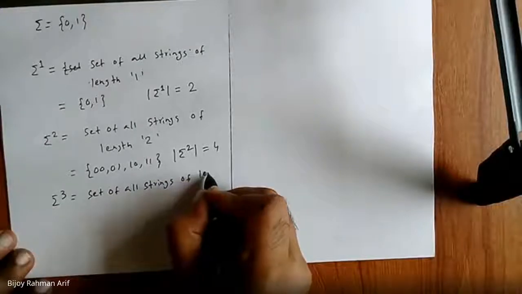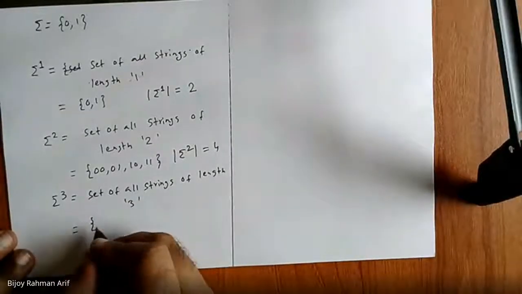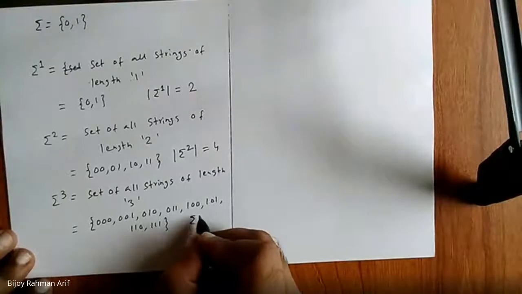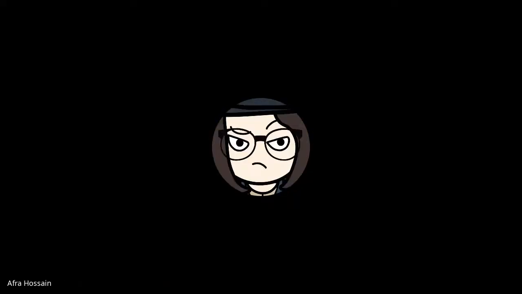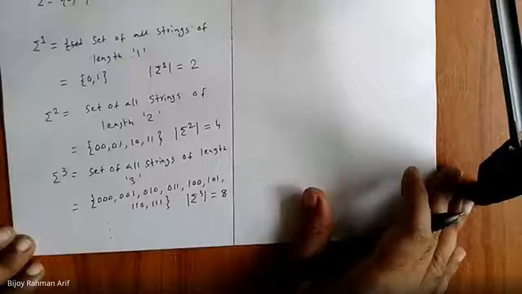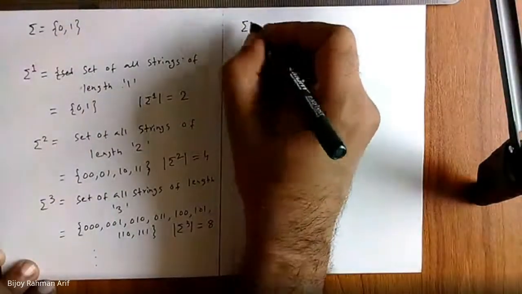of length 3. So what would be my set? 0 0 0, 0 0 1, and so on up to 1 1 1. So what would be the cardinality of sigma 3? 8. This way, if we continue, what would be the cardinality?